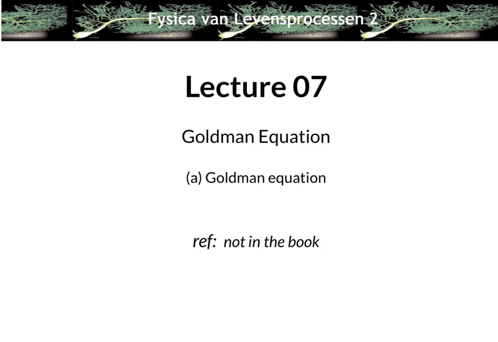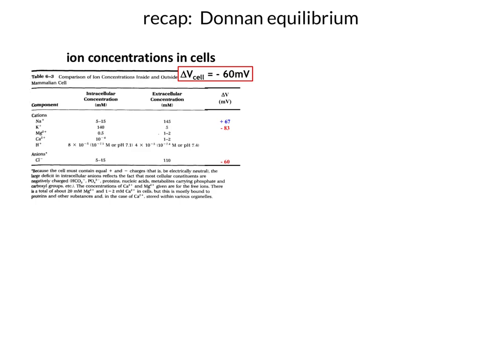In the first part of today's lectures, we are concerned with the membrane potential again. We will derive the Goldman equation that tells us the membrane potential from the concentrations of the ions in the cell. First, a recap of last week's lecture, where we looked into the Donnan equilibrium.